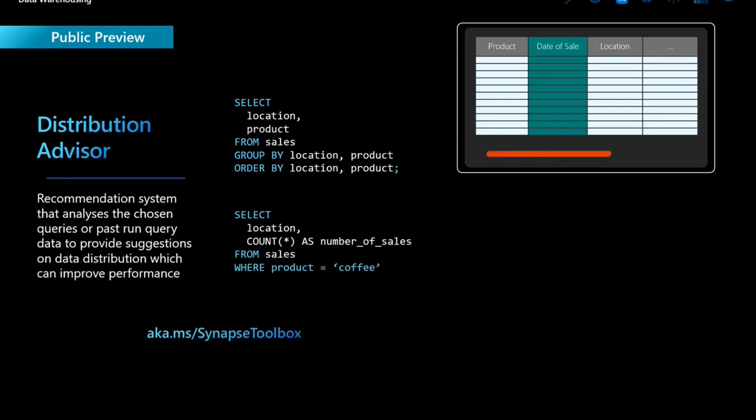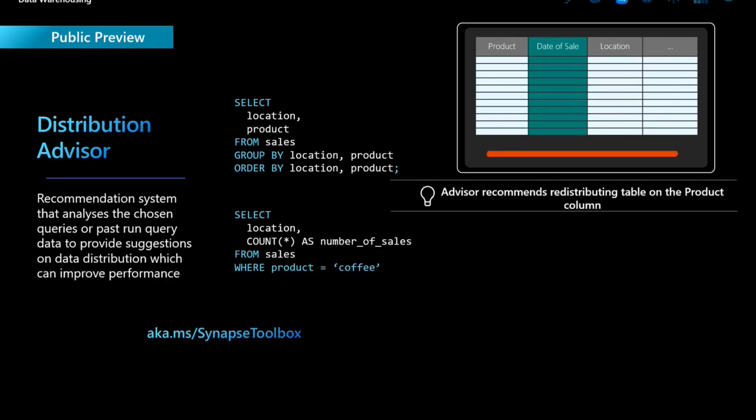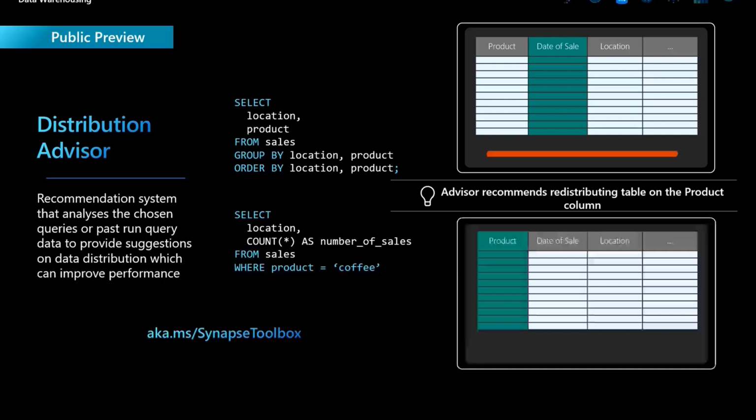We have a table which is distributed with a hashing mechanism on top of the date of sale column, and the advice after we run this set of experiments for Distribution Advisor and provide specific queries used for the table. The recommendation is that we should actually change the distribution and switch to product for our hashing mechanism, and that will improve specific queries used for checking things with Distribution Advisor.